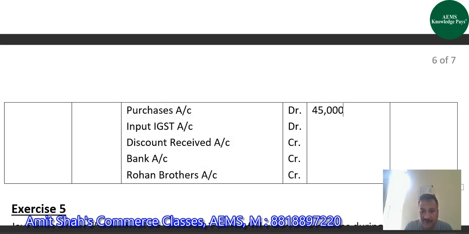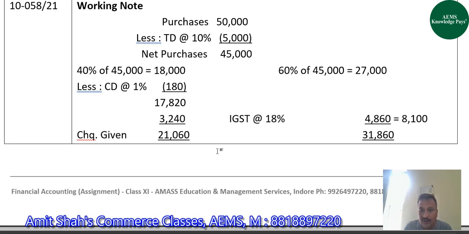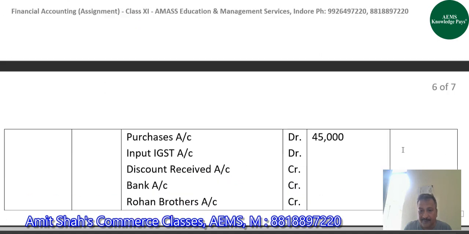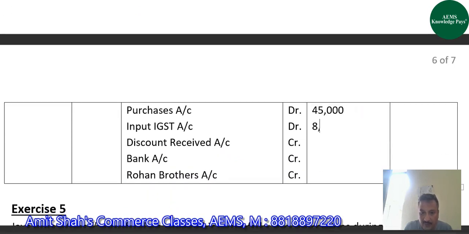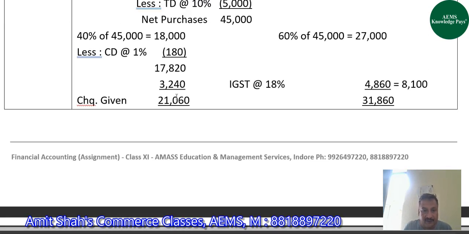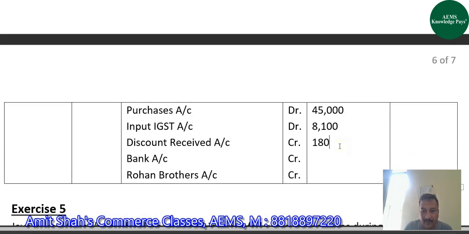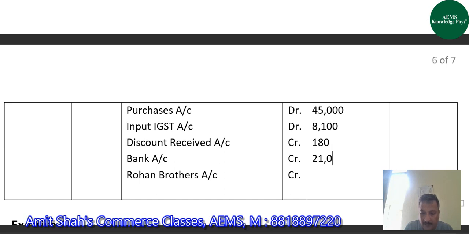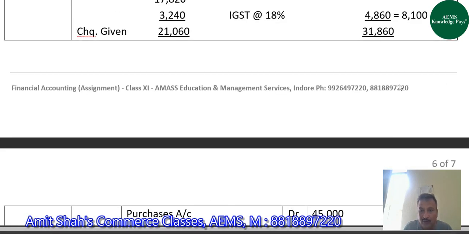Total amount of purchase is 45,000. Total IGST is 3,240 plus 4,860, that is 8,100. Discount received is 180. Discount received is cash discount, right? And how much check we have given is 21,060. And how much we still have to pay to Rohan Brothers is 31,860.